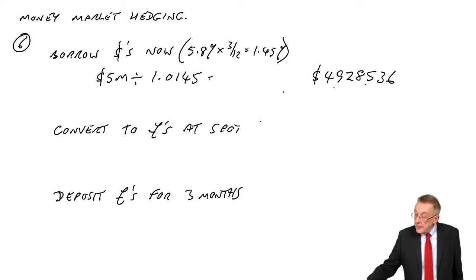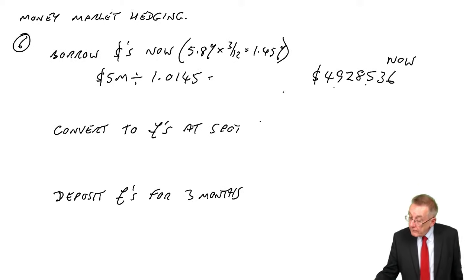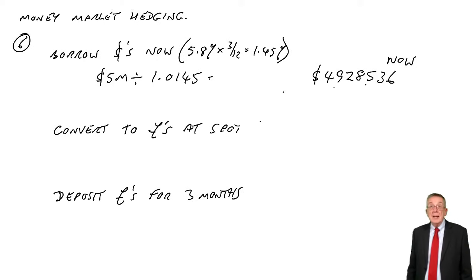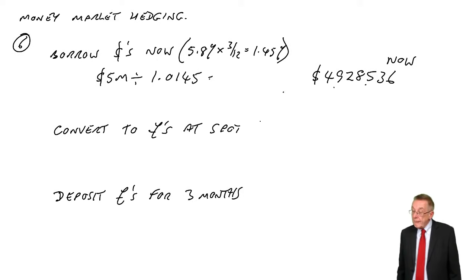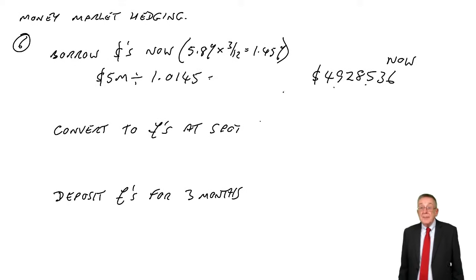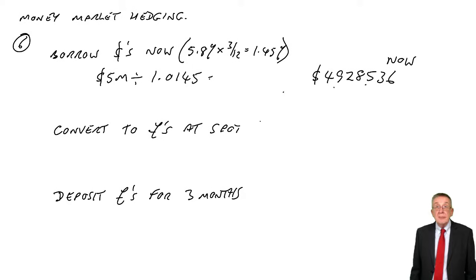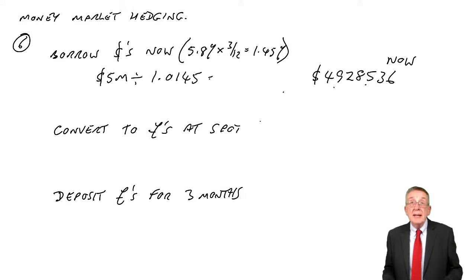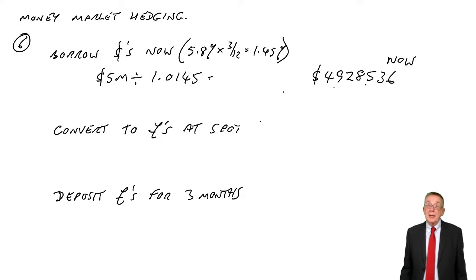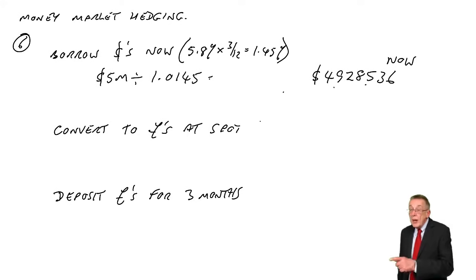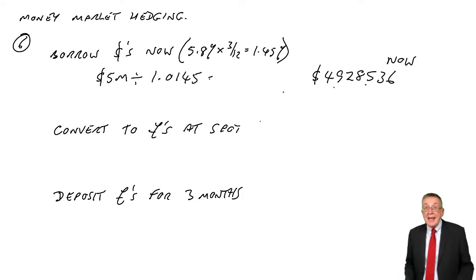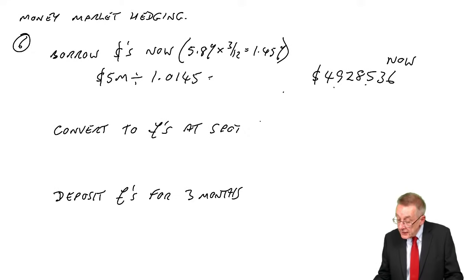I'm going to borrow that much now, 4.9 million. And in 3 months' time, they'll have added on interest. I'll be owing exactly 5 million. And when we get the 5 million from the customer, it'll repay that borrowing. Why have I borrowed it now? Because since I've now got dollars today, I can convert at today's spot rate.